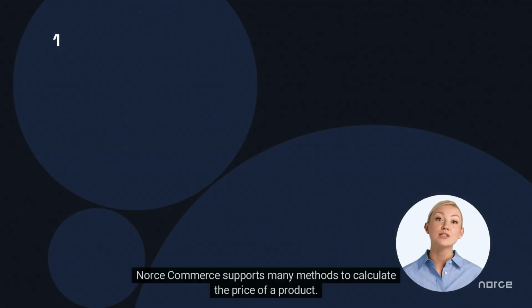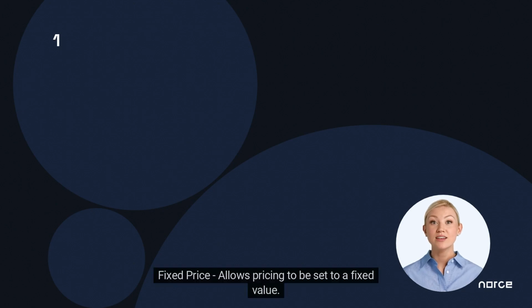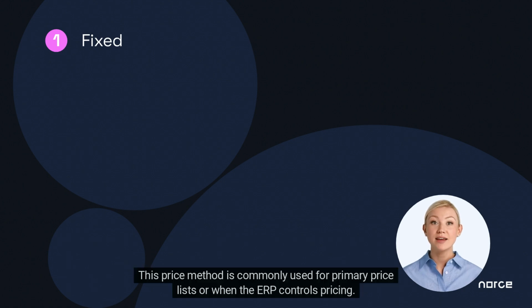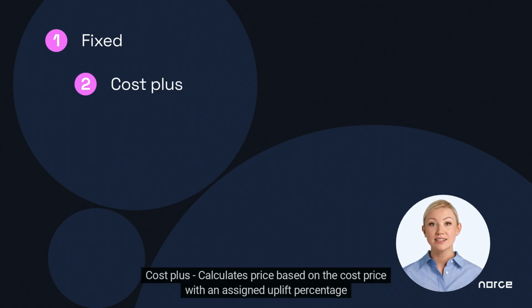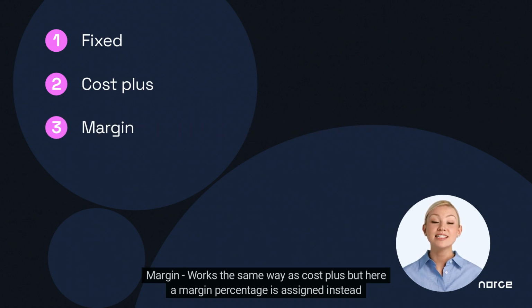Norce Commerce supports many methods to calculate the price of a product. Let's have a look. Fixed price allows pricing to be set to a fixed value. This price method is commonly used for primary price lists or when the ERP controls pricing. Cost plus calculates price based on the cost price with an assigned uplift percentage. Margin works the same way as cost plus, but here a margin percentage is assigned instead.